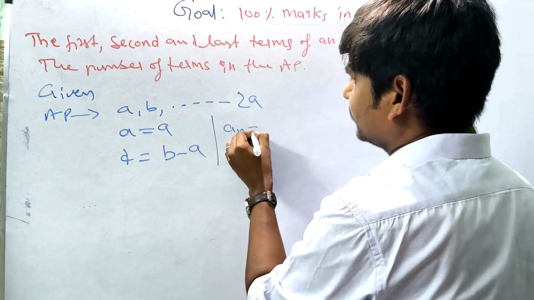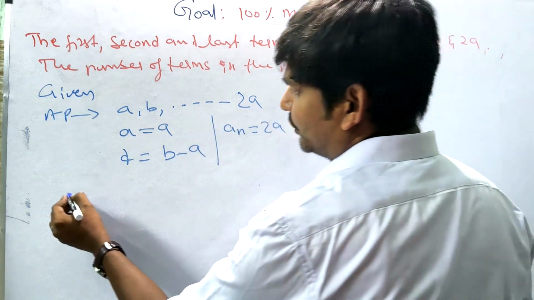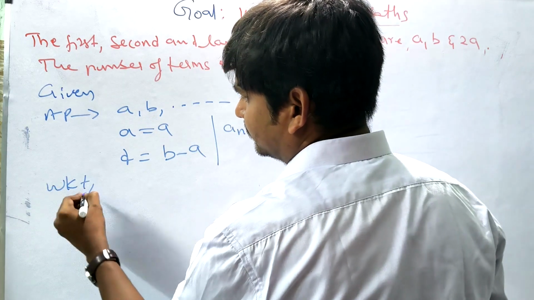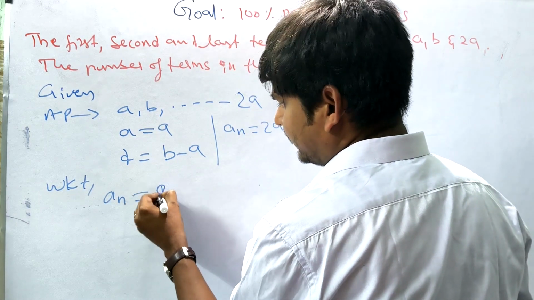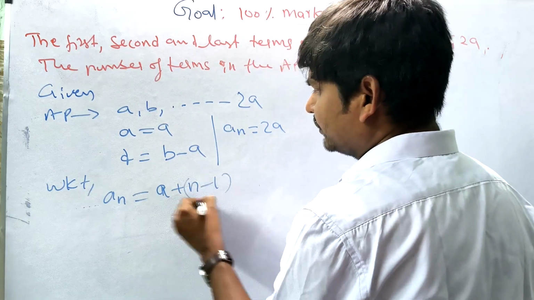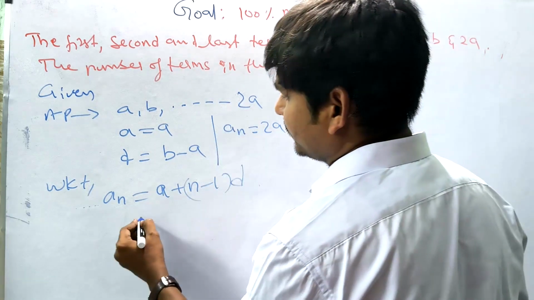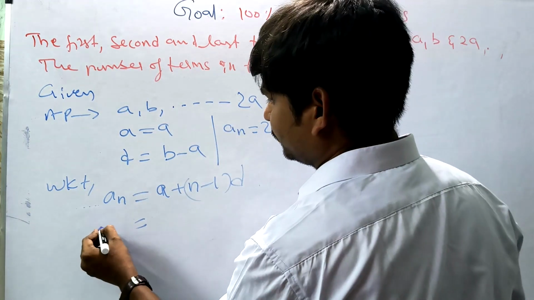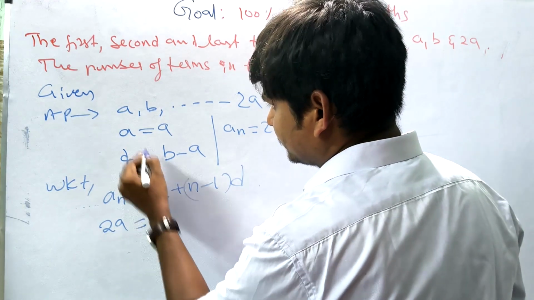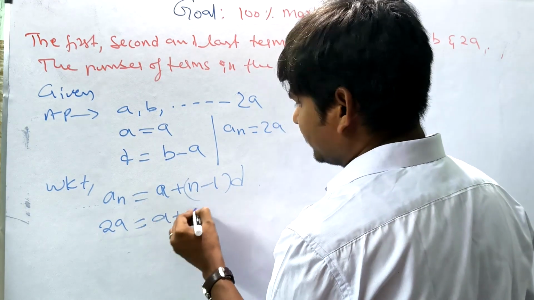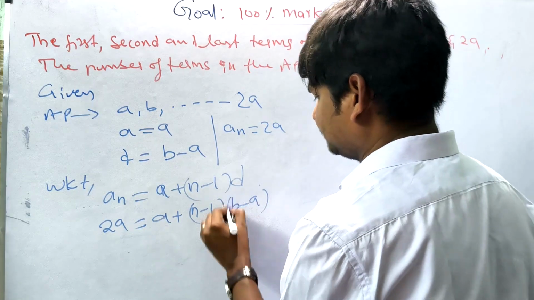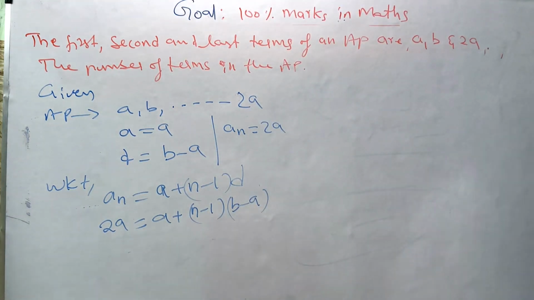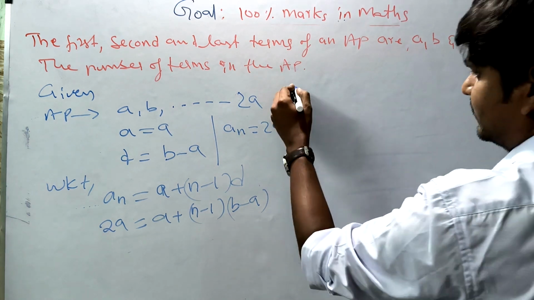Now a_n is given as 2a. Now we know that a_n is equal to a plus (n minus 1) into d. Now substitute values here. a_n is given as 2a, then a, and we have to find n minus 1. d is what? b minus a. Clear? Now I am solving here, see all of you.